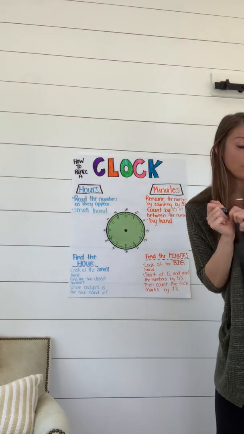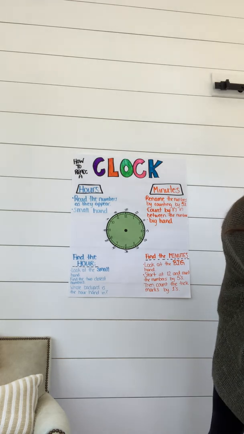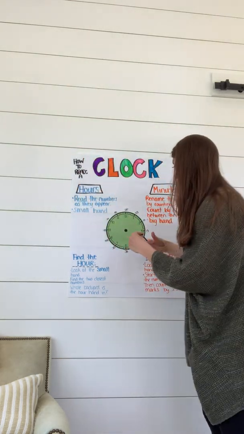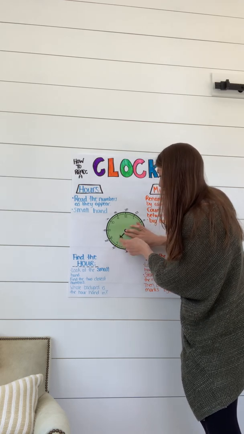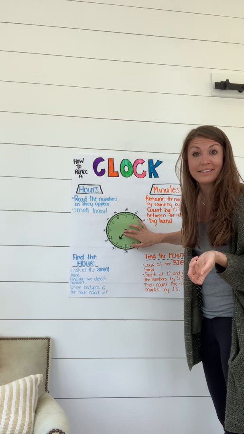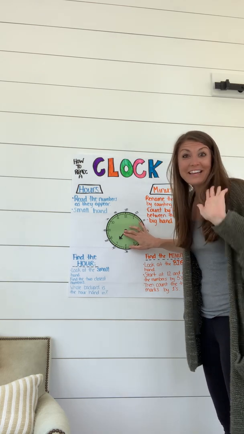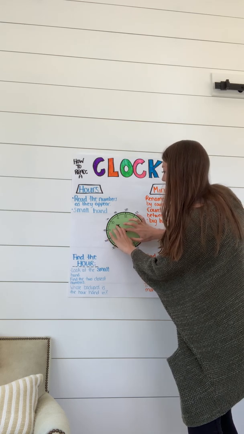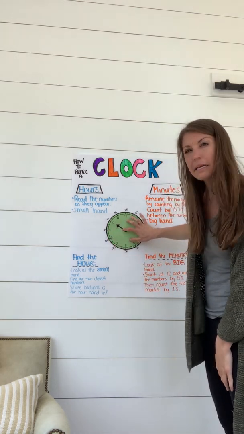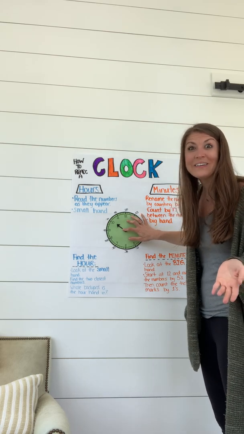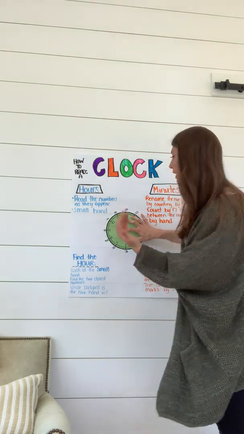So let's see if you were paying attention. If my minute hand, my big hand, was on the 7, how many minutes have gone by? Yeah, 35. Good job. If my minute hand was on the 10, how many minutes have gone by? Yes, way to go. 50. Tap yourself on the back.